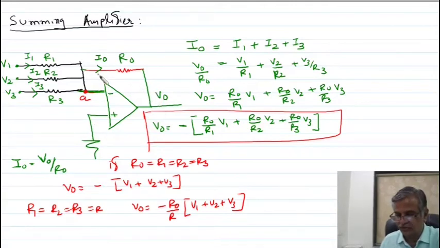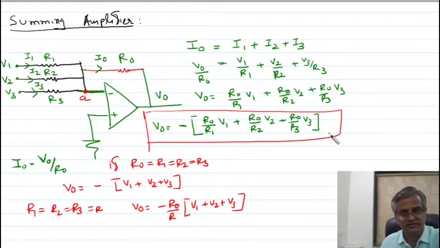So I can write IO is equal to VO by RO. Due to these two reasons, the current passing through the feedback resistance RO is the sum of the currents passing through the individual resistors, that is IO is equal to I1 plus I2 plus I3. I1 is V1 by R1, I2 is V2 by R2, I3 is V3 by R3, and IO is VO by RO. So you can get this equation. I am keeping a minus sign here due to the inverting circuit.